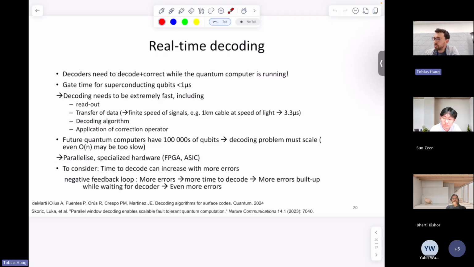Because you have to consider, for example, that the gate time for superconducting qubits is on the order of less than a microsecond. So once you apply a noisy gate on the system, let's say some CNOT gate, you then have to do the correction operation. And you usually have to apply the correction operation before you do the next operation. So you have to be very quick, on the time scale of 1 microsecond. You basically have to be finished with the whole process, meaning the full decoding process, including, let's say, readout of the syndromes, which takes some finite time. Then after you get the syndromes, you have to transfer them to a decoding algorithm, which will probably sit on some kind of computer.